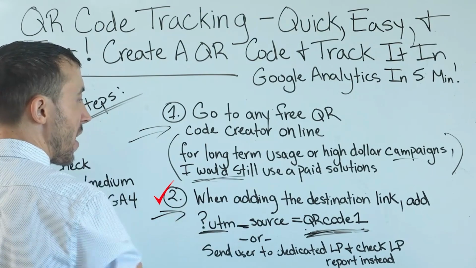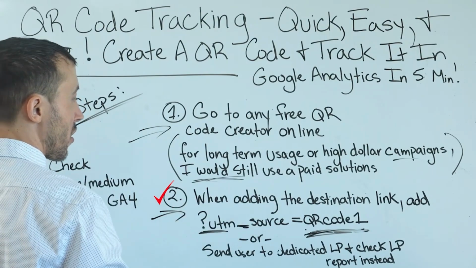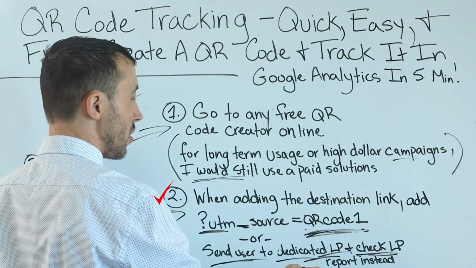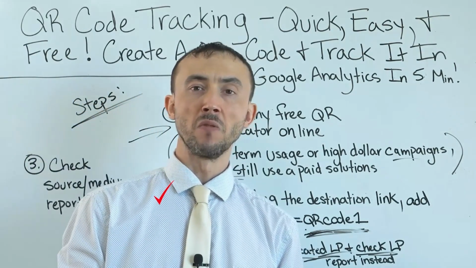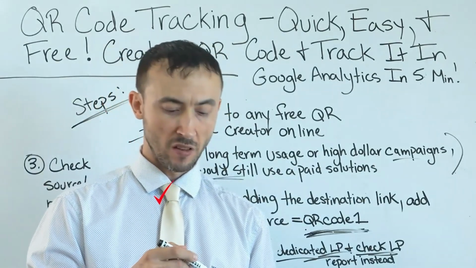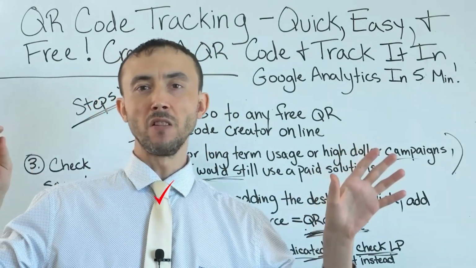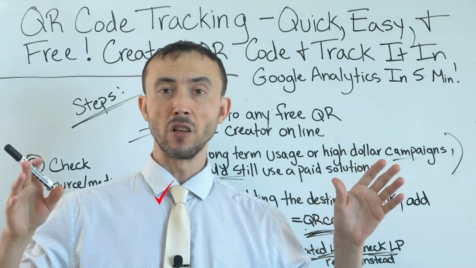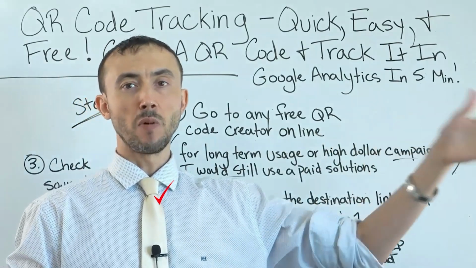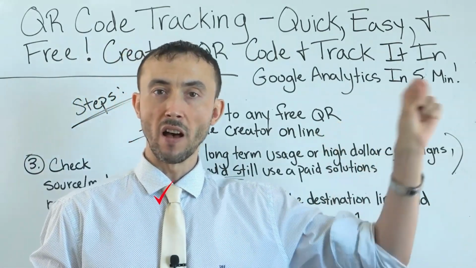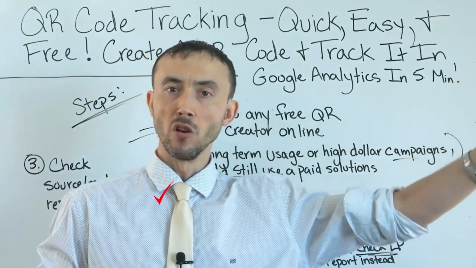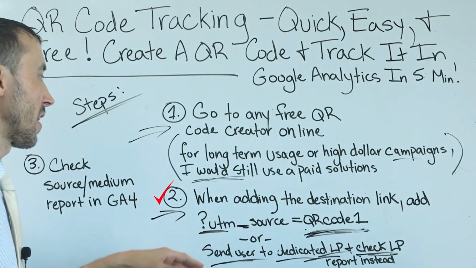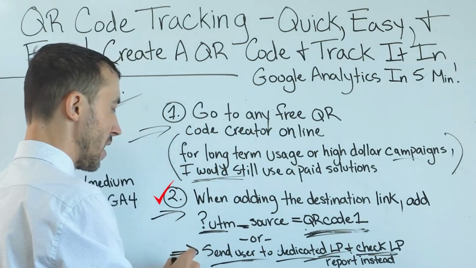So with that said, the other way to track the QR code visits to your website would be to send users to a dedicated landing page on your site, and then later you could see if you had any visits to that specific landing page. The problem is, if you have 50 QR codes, you would need 50 landing pages, but that isn't that big of a problem because you can just do /landing-page-1 in terms of the URL to visit that page, /landing-page-2, and all the way up to 50.